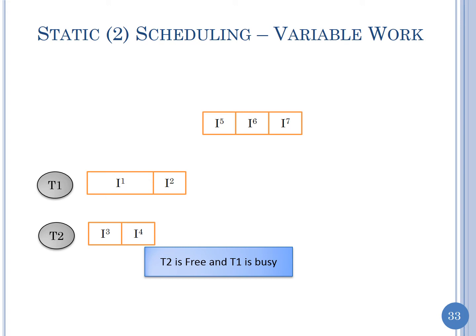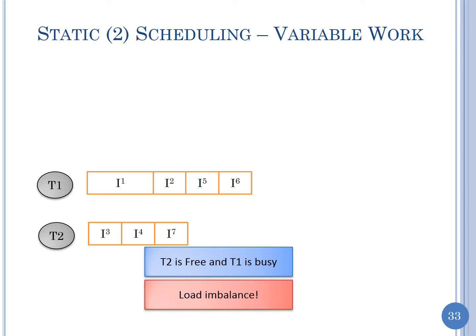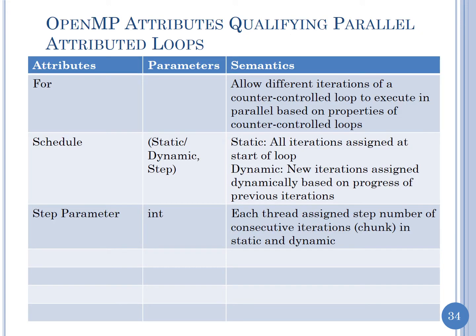T1 is still busy, right? Yet we are going to assign I5 and I6 to T1 and I7 to T2. So there was information there, based on how iterations got completed, that could have allowed T2 to take some of T1's work, but we statically decided how to divide the iterations. So the alternative is dynamic. Now we understand why we used the word static before.